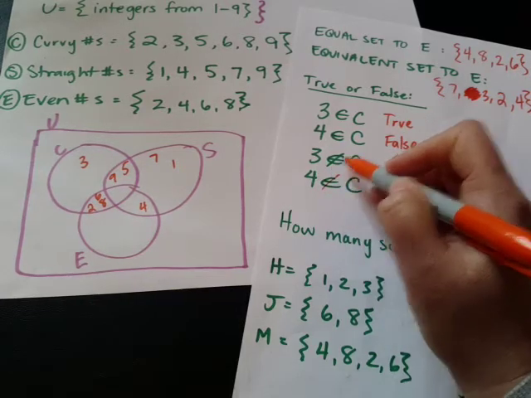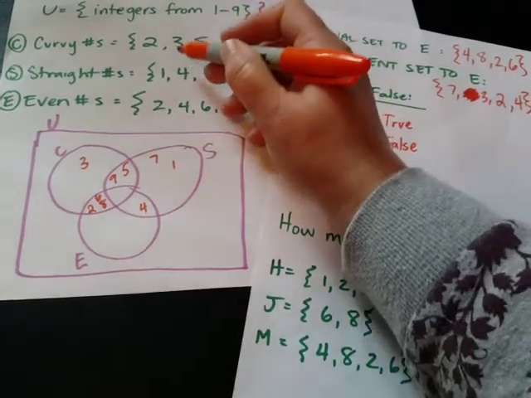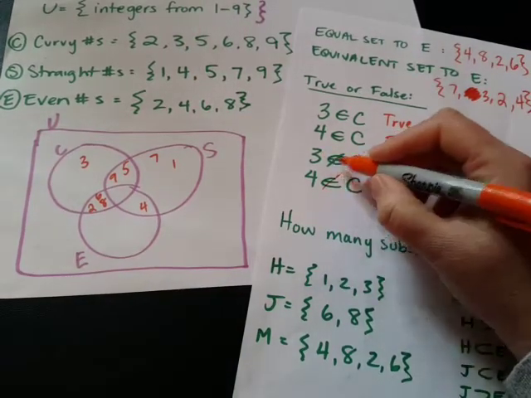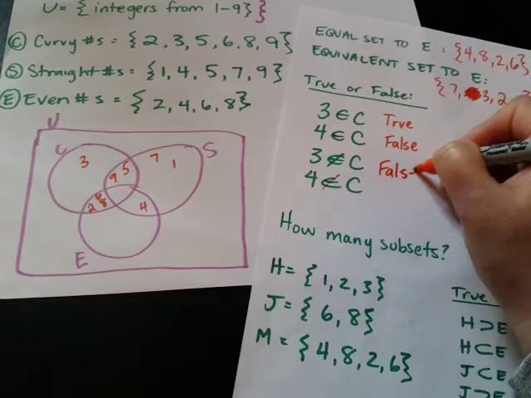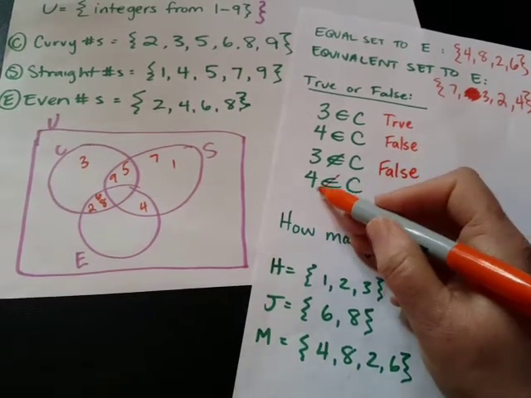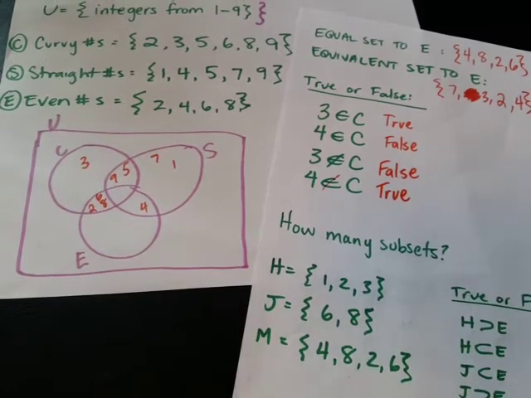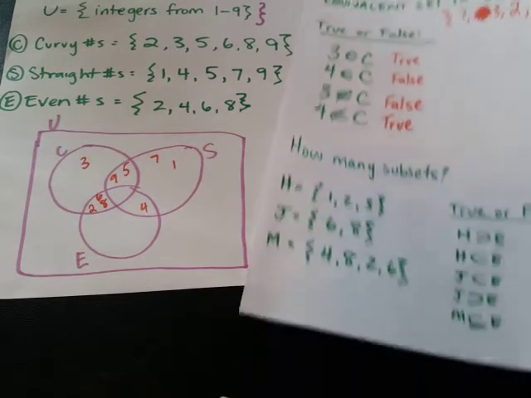So 3 is not a member of the set C. Well, that's not true because it is. So 3 is not a member of set C is false because 3 is a member. 4 is not a member of set C. That is true. All right. You can see this is not for the faint of heart.